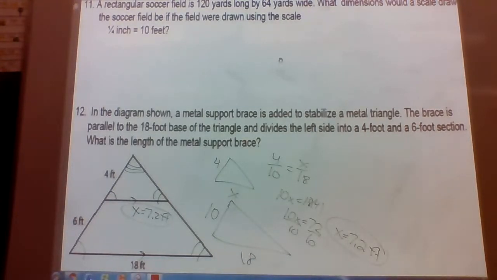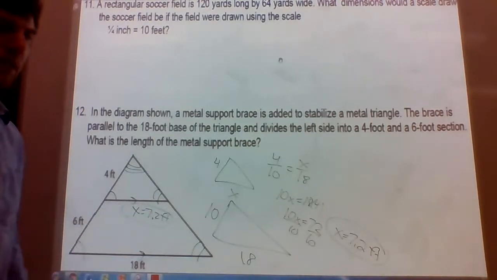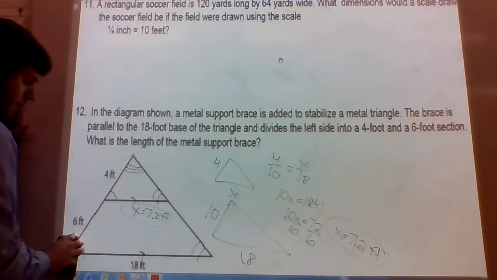Okay. And that is it. Those are the 12 questions on the application word problems. The other type of application problem you're going to get is the one with the mirror, but we'll do more examples of that. We've already done a couple, but we'll do more of that.